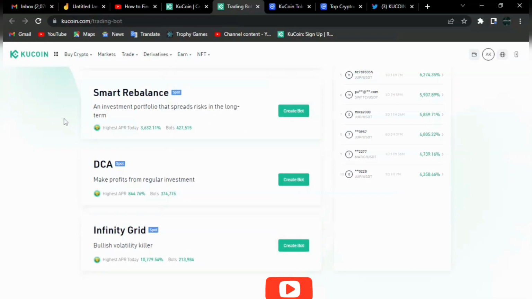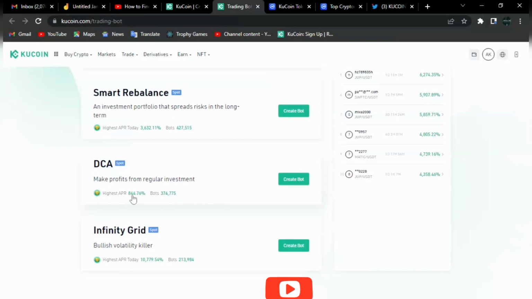For users who want to trade the spot market, it carries out arbitrage for you at regular intervals. The smart rebalance tries to resize your portfolio to spread the risk in the long term, just resizing it enough so that the amounts are in shape the way you want. I also have the infinity grid, which is the bullish volatility killer. We'll be focusing on the DCA because it's the one we're currently using.